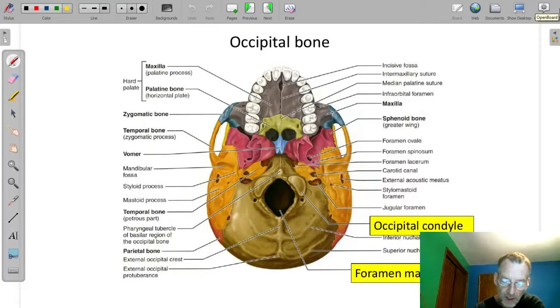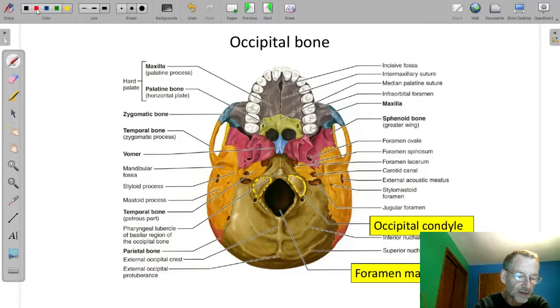The occipital condyles are what the skull articulates with the vertebral column with. So the occipital condyles articulate with C1, first of the 7 cervical vertebrae. So you need to be able to recognize those. If I put a pointer on that feature, you need to recognize that, oh, that's the occipital condyle, and that's a feature of the occipital bone.